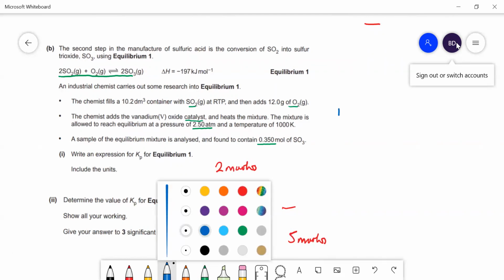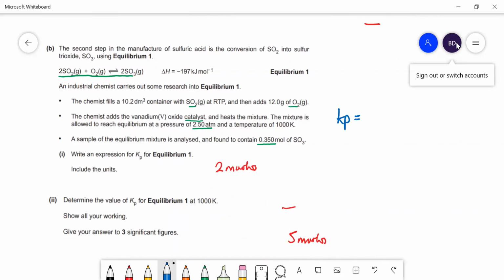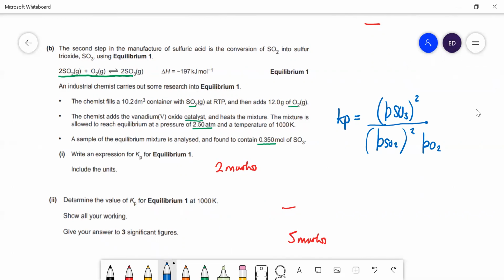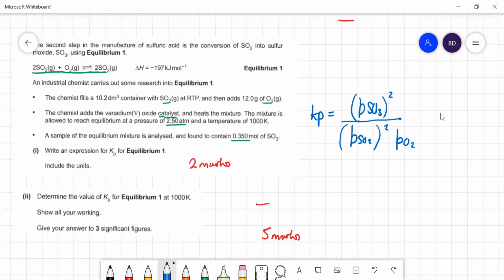So Kp is going to be equal to the partial pressure of the products, which is SO3, and that's going to be squared because it's got 2 in front of it in the equation, divided by the partial pressure of SO2, that's squared, multiplied by the partial pressure of oxygen, that's just to the power of 1. Okay, and include the units. Well, it's going to be 2 lots of atmosphere on the top.